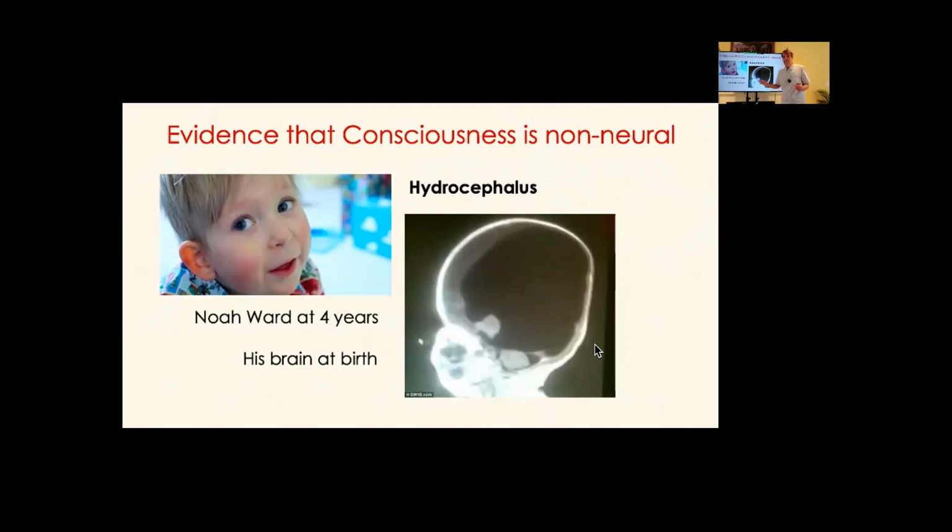Practically nothing. Now, Noah demonstrated being a happy, social, nice kid, a little bit slow in some development, but no one would say he wasn't conscious. Inasmuch as all of us, if we're going to recognize anyone as conscious, he was recognized as conscious. So this doesn't prove that consciousness is non-neural, but it does indicate that for those who say that consciousness is a product of very complex brain activity with its 86 billion neurons, you can have consciousness without that.